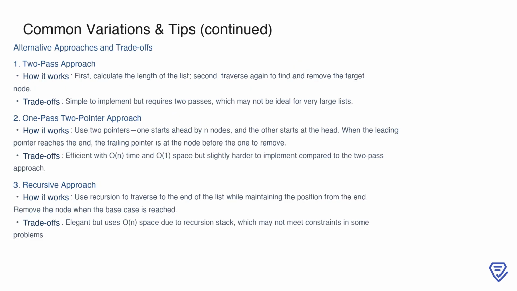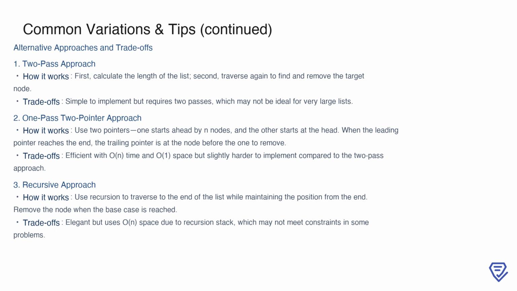There are several alternative approaches to solving this problem, each with its own trade-offs. The two-pass approach involves calculating the length of the list in the first pass and then traversing it again to locate and remove the target node. While this method is simple to implement, it requires two passes through the list, which may not be ideal for very large datasets. The one-pass two-pointer approach is more efficient, as it uses two pointers.